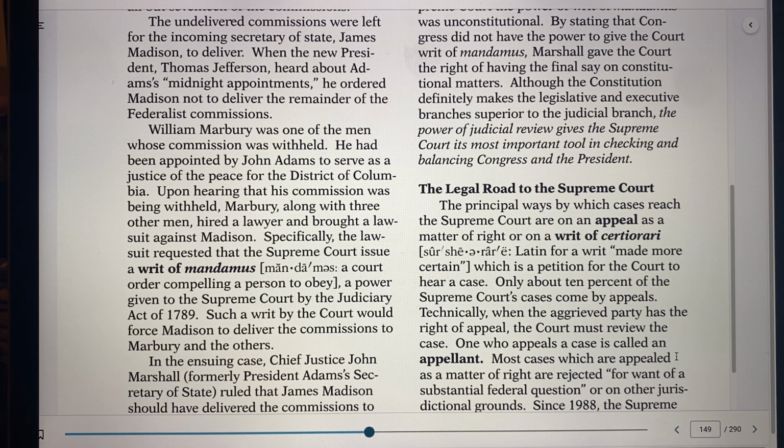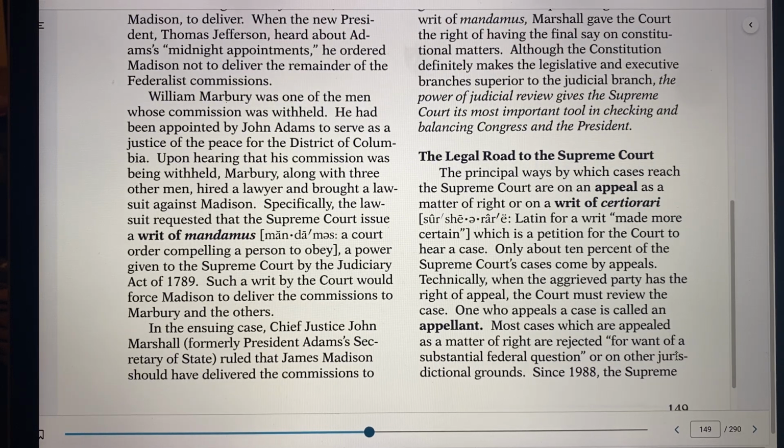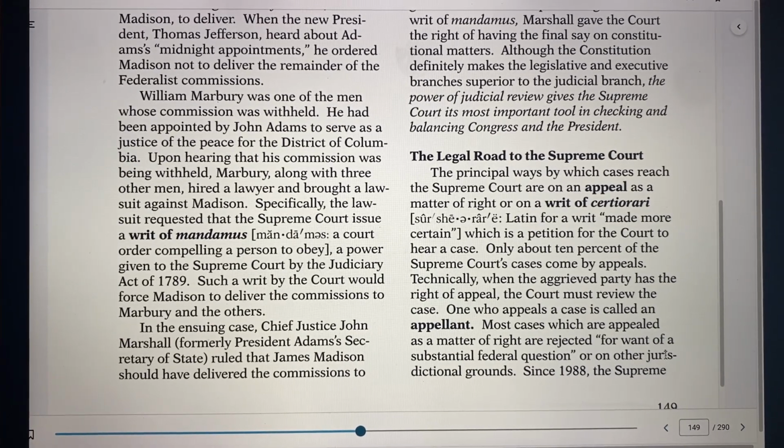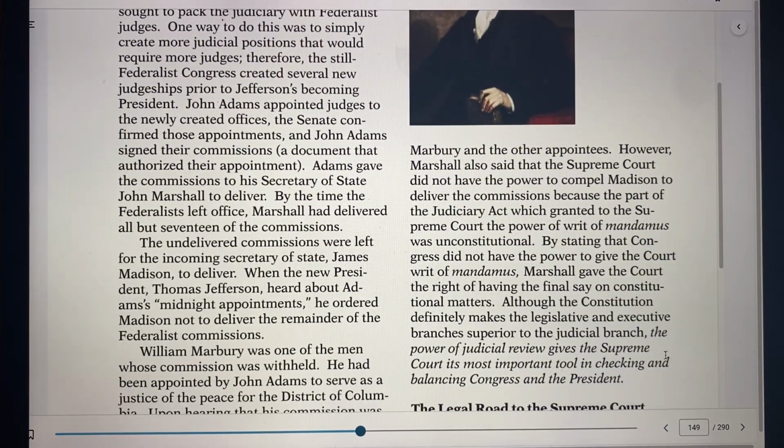So the writ would have the court force Madison to deliver this job, this commission, to Marbury. So he issued that. And so Chief Justice John Marshall ruled that Madison should deliver the commission to Marbury and to the others too. So they were given that writ to do that.